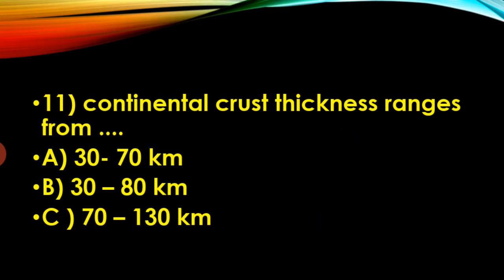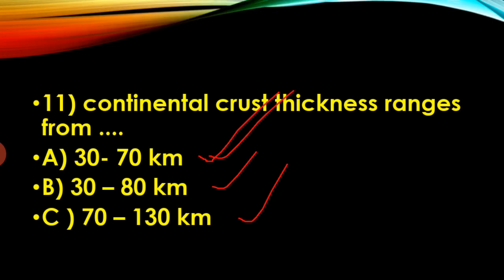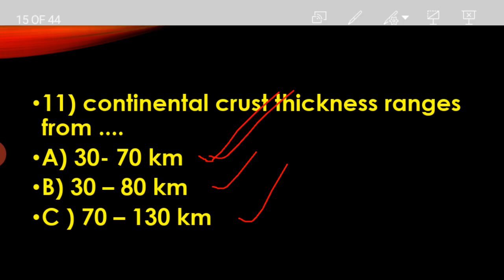Okay, remember, continental crust thickness ranges from exactly 30 to 70 kilometers, not 30 to 80, not 70 to 130. Here the continental crust thickness is 30 to 70 kilometers.